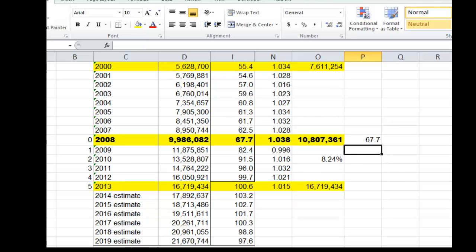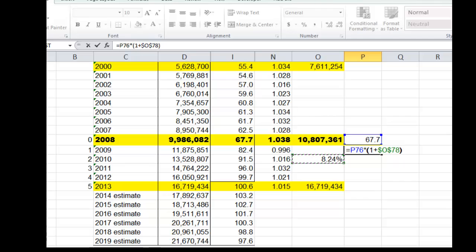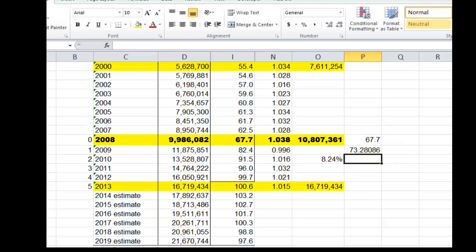Now, how do I do that? Well, I take the beginning balance and multiply that times the geometric mean, which is 1 plus CAGR. And I put in an absolute address, so I can copy this later, and voila. At the end of the first year, if I start at 67.7% and I grow the balance by 8.24%, I end up at the end of the year with 73.28086. I'm sure that goes on for a long time.